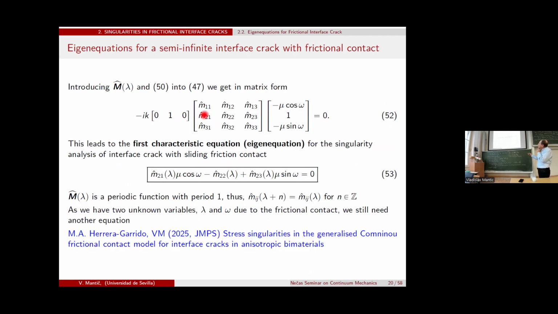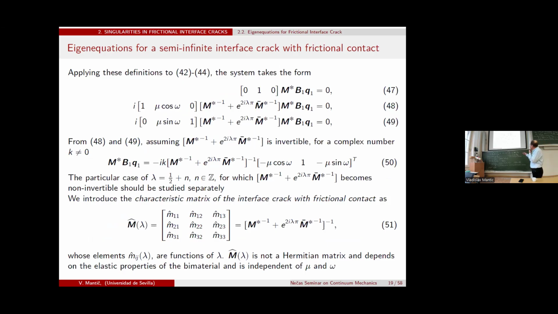Basically, because of this vector, we obtain the first characteristic eigenequation for the singularity analysis of an interface crack with sliding friction contact. We can see here we have one eigenvalue, which is lambda, so it is a nonlinear eigenproblem, and another eigenvalue is omega. Lambda and omega are unknown. Mu is the friction coefficient, which is known, and the material properties are also known, defining this characteristic matrix M hat. It is easy to see, because of the definition of this matrix M hat, that it is a periodic function of lambda with period 1.